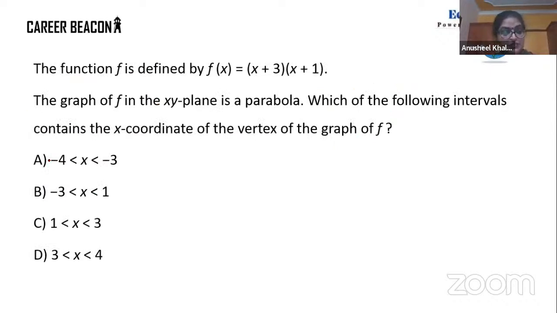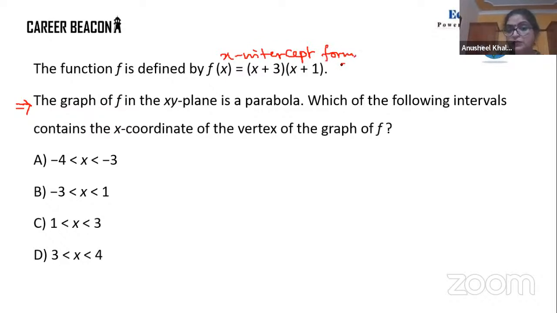Okay. Now this question relates to functions. The question here says the function f is defined by f of x is equal to x plus 3 into x plus 1. And the question says the graph of f in the xy plane is a parabola. Which of the following intervals contains the x coordinate of the vertex of the graph of f? Now, what do students generally do? They will say, okay, the question is asking for the vertex of the graph. So they'll try to convert this equation, which is given in the x-intercept form, into vertex form, right?